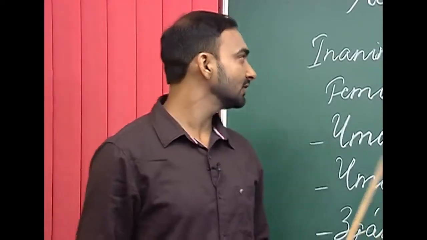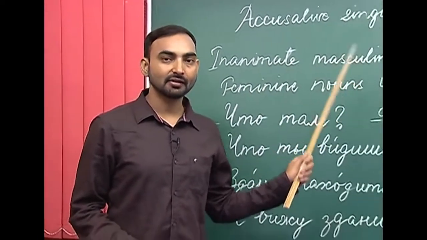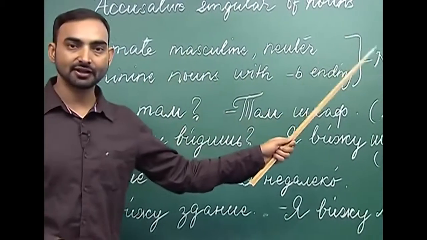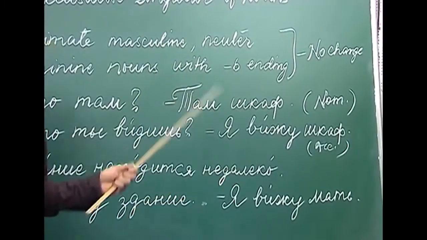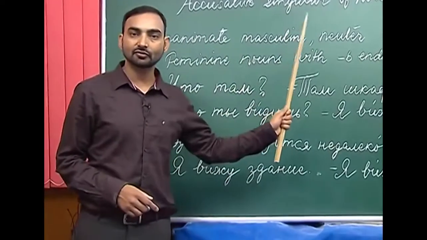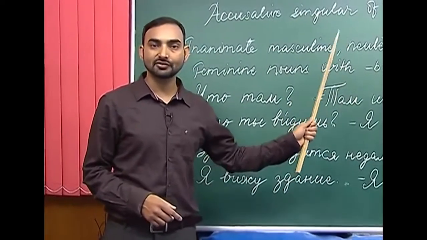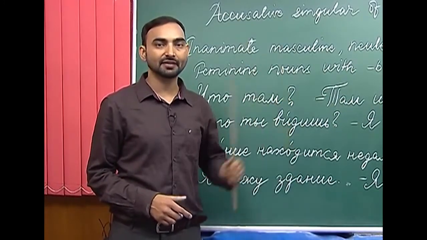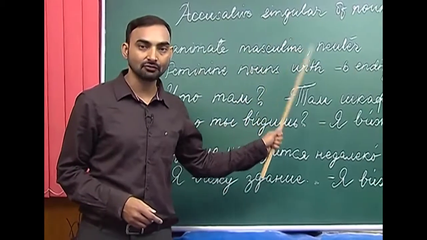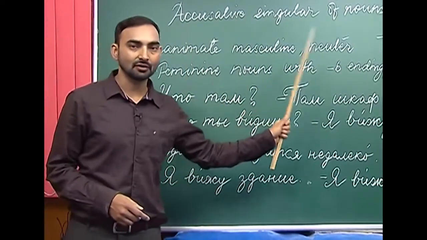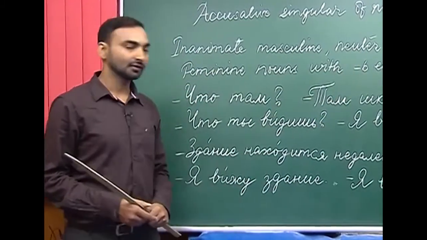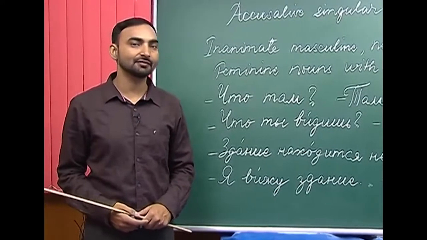Inanimate masculine and neuter gender nouns do not change their form in the accusative case. Apart from that, feminine nouns with a soft sign ending also do not change their forms in the accusative case. So, there are three things: inanimate masculine gender nouns, inanimate neuter gender nouns and feminine nouns with a soft sign ending. They do not change their form in the accusative case.